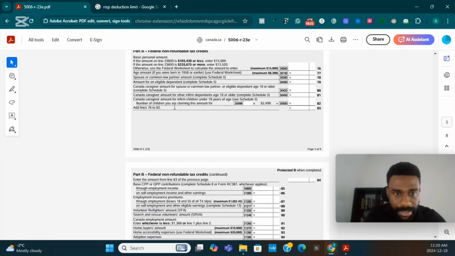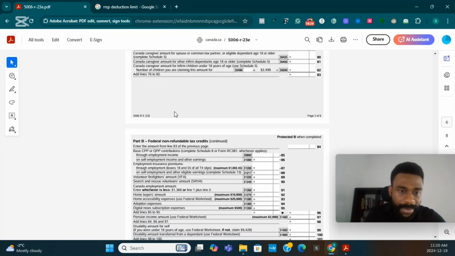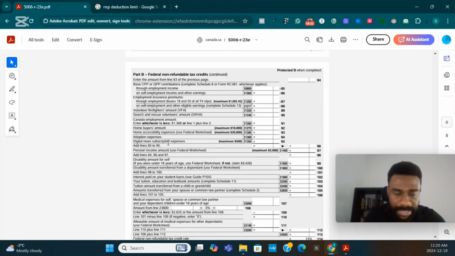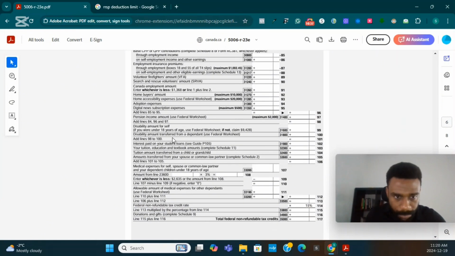So this highlights all the non-refundable credits from the federal. There are a whole lot of them. There's an employment amount, there's a home buyer's amount, home accessibility expenses. So you need to look through these credits and look for the ones that you qualify for, right? If you are disabled, you might qualify for a credit. If you have interest on your student loans, there are credits that are applicable to you. So for these credits, they have a basic amount, and pretty much the credit on this is 15% on those amounts, right? That's for you to know what credit you qualify for.